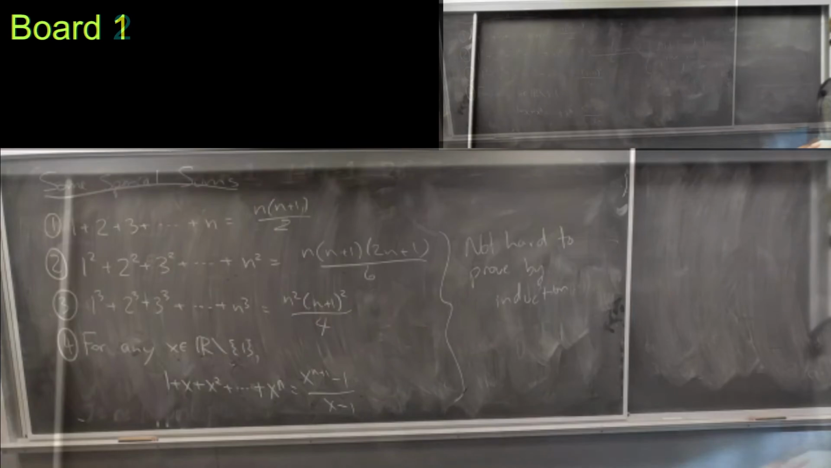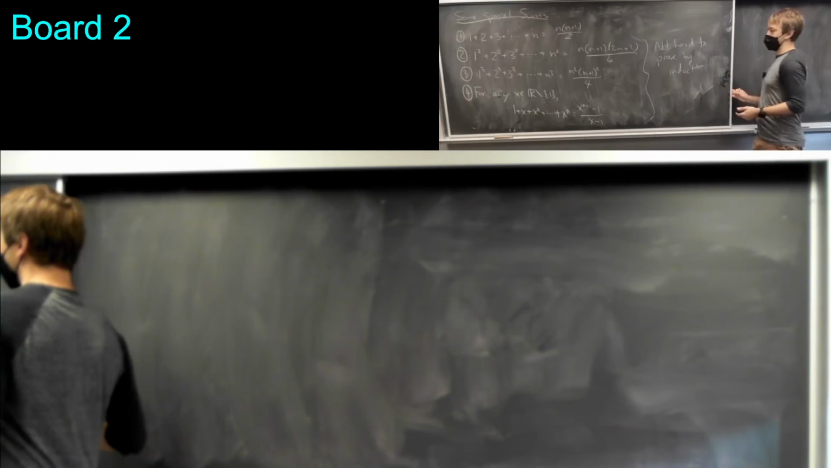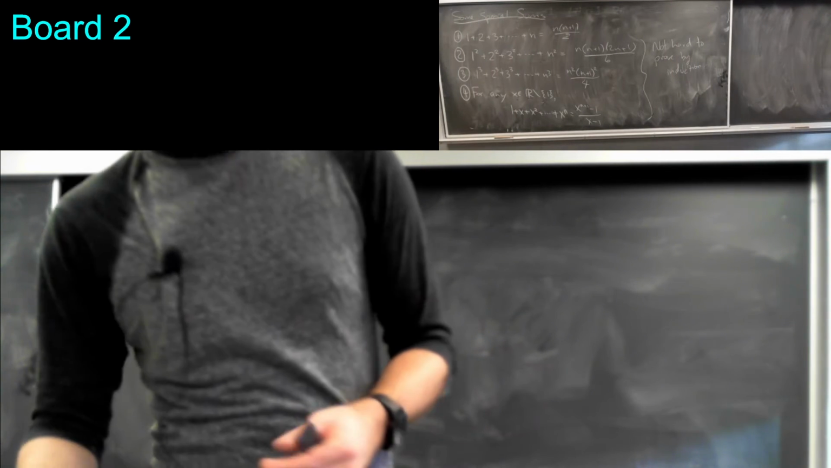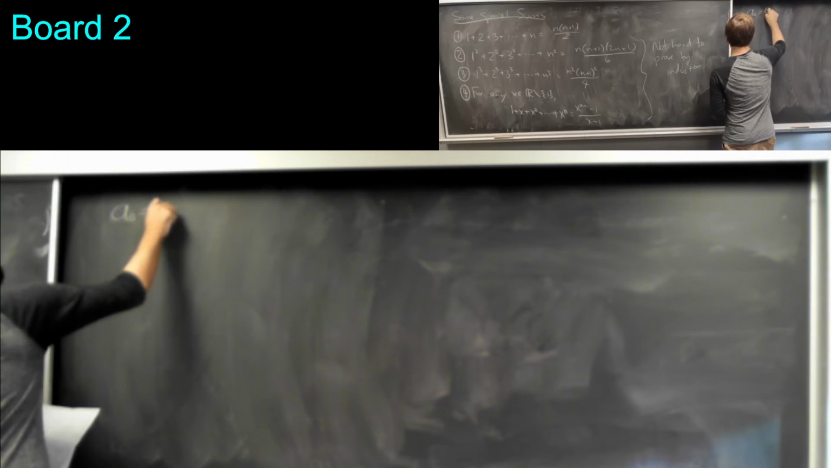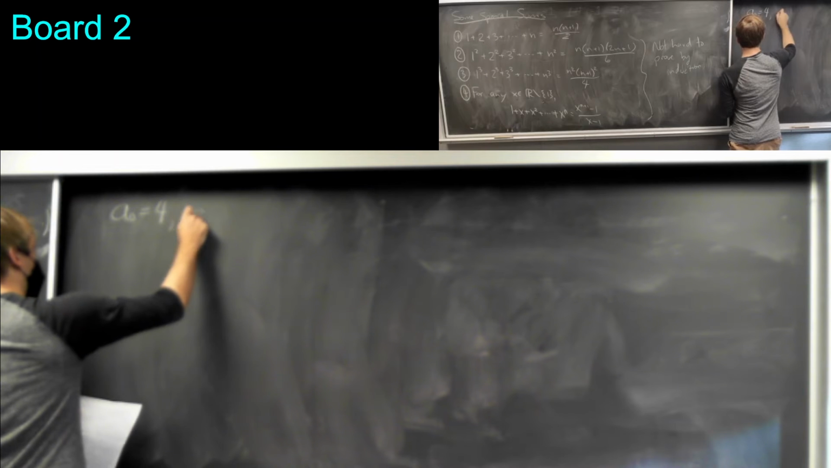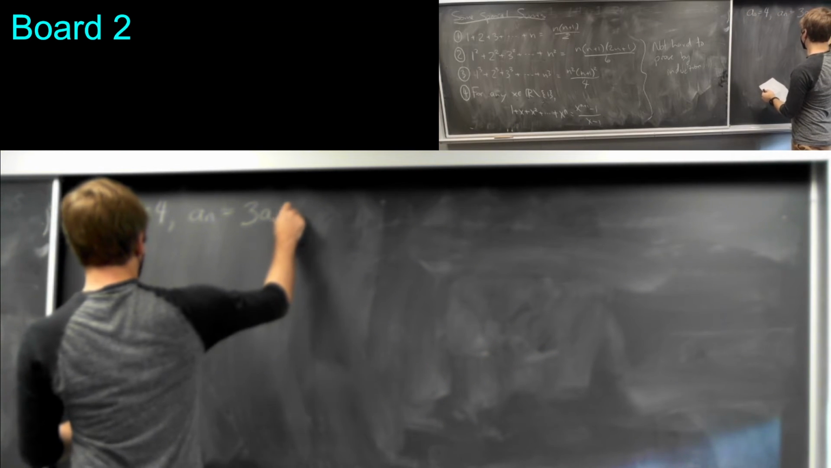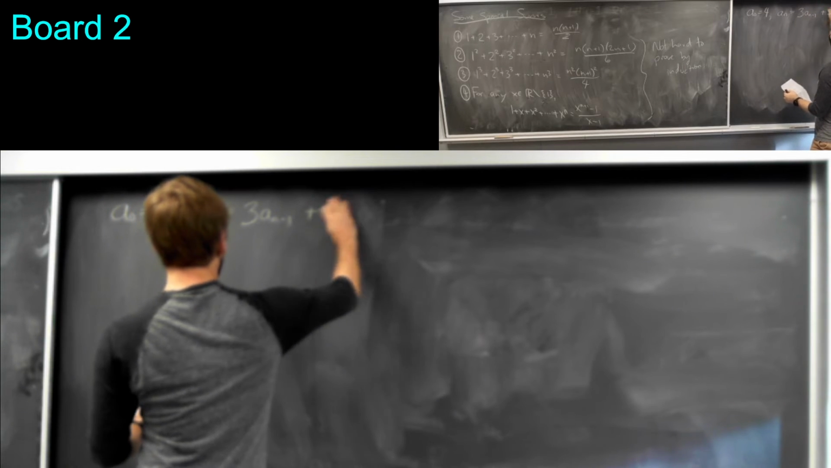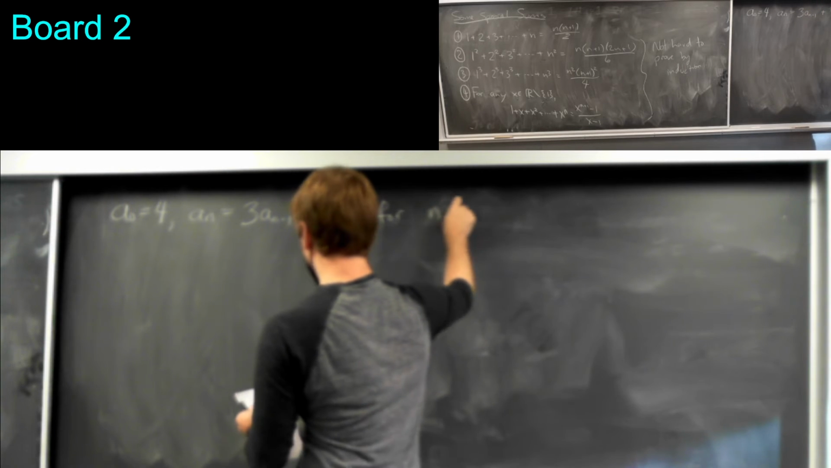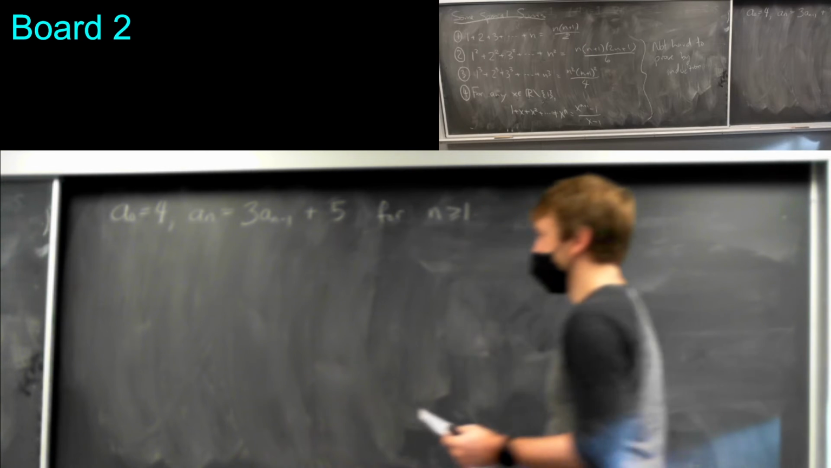Okay. What I wanted to give you now is an example of, suppose I give you a recursive definition. For example, like the one in the ICA. So this will be a different recursive definition, but suppose that I give you that a0 is 4, and an is 3 times an minus 1 plus 5 for n at least 1.